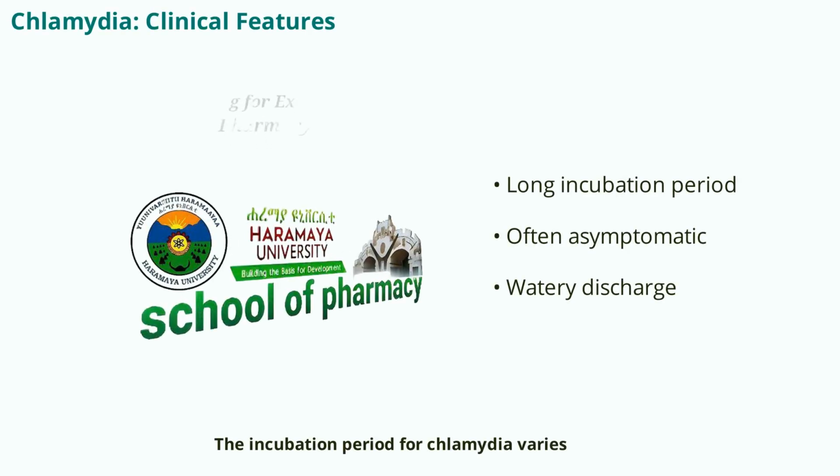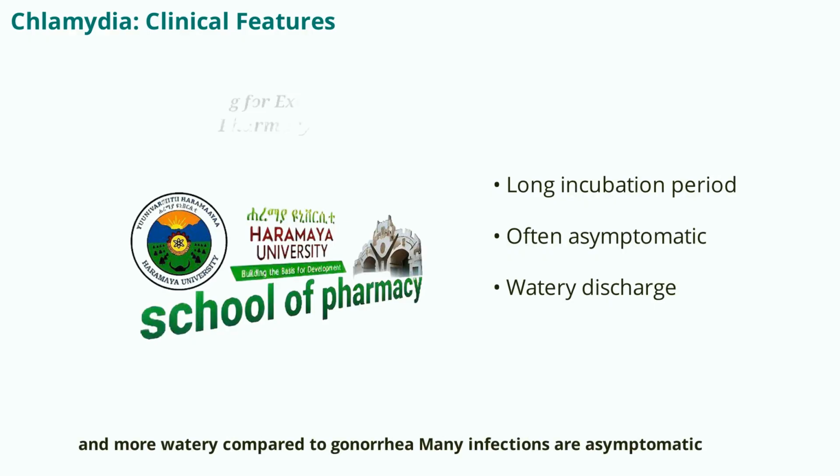The incubation period for chlamydia varies, typically 3 to 5 days in males and 7 to 35 days in females, with symptoms appearing in 7 to 21 days. The most common sites of infection are the urethra in men and the endocervical canal in women. Urethral discharge is usually less profuse and more watery compared to gonorrhea. Many infections are asymptomatic, especially in women, which increases the risk of complications.